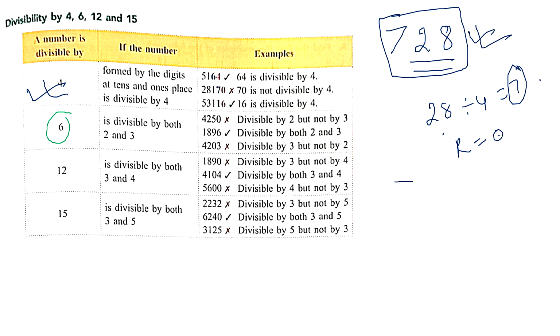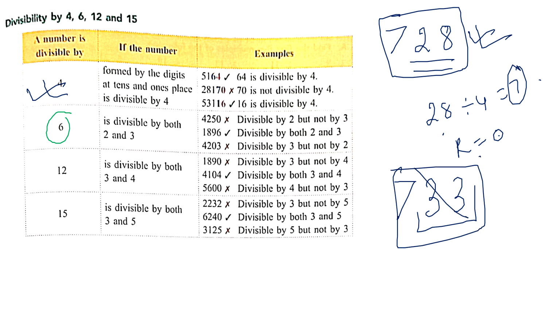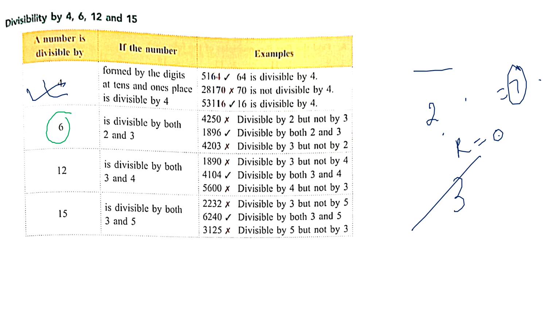Let us take another example, 733. The last two digits are 33. This is not divisible by 4. 33 does not come in the table of 4, so 733 is not divisible by 4. So this is the rule for 4. You just have to check the last two digits. That's it. Nothing else.